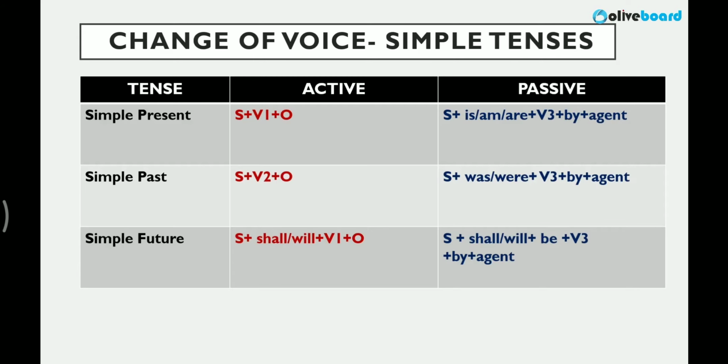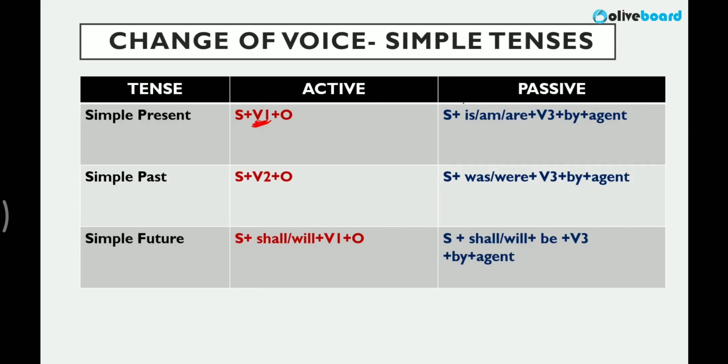Okay, so simple present tense. The structure is, first, you do know that S is for subject. Because it is simple present, we use the first form of verb and then we put the object. Clear? This is the first thing.